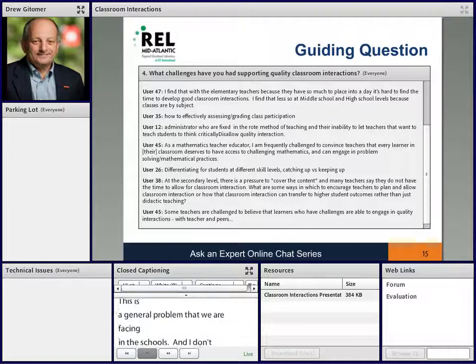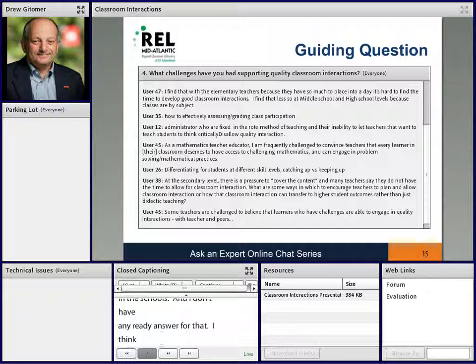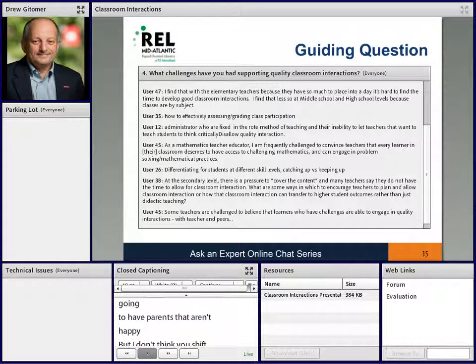I think the only thing hopefully that you have is a supportive administrator and the ability to communicate to the parents that this isn't serving the kid well, and you're still going to have parents that aren't happy, but I don't think you shift gears because of that. So you have people that are unhappy. I don't know. That's just the way I try to navigate some of this stuff.